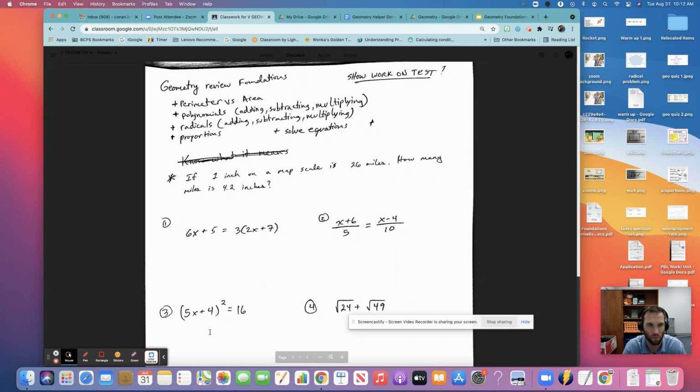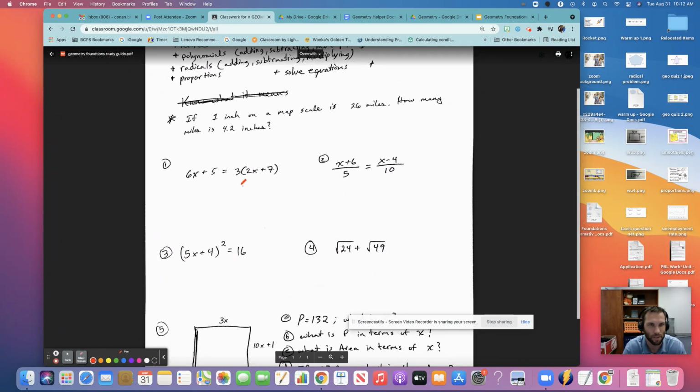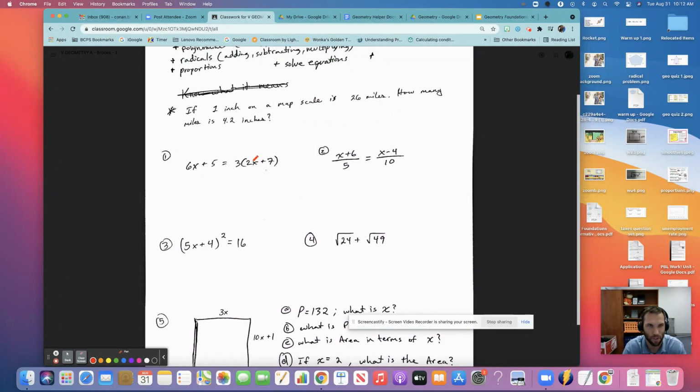You should definitely know perimeter and area. You should definitely know combined like terms and multi-step equations. And so this is a sampling of the problems that are going to be on there. So for this one, this is a multi-step equation using distributive property. So distribute this, and that's going to be 6x plus 5 is equal to 6x plus 21.